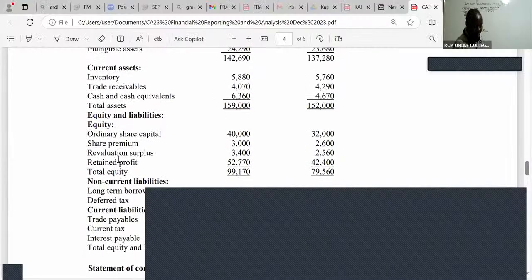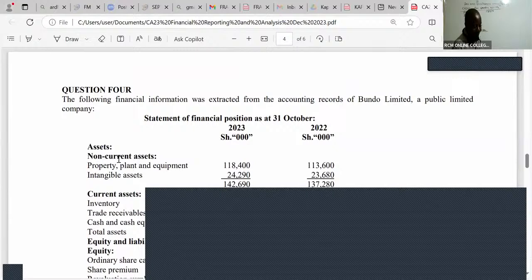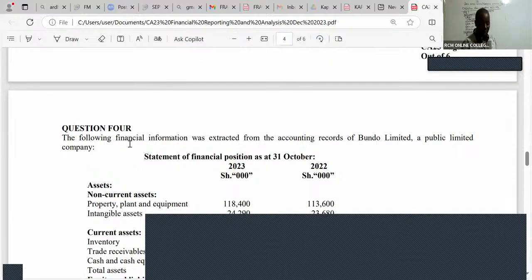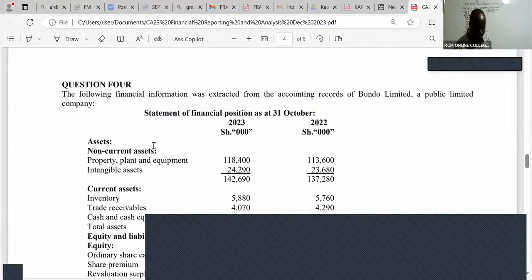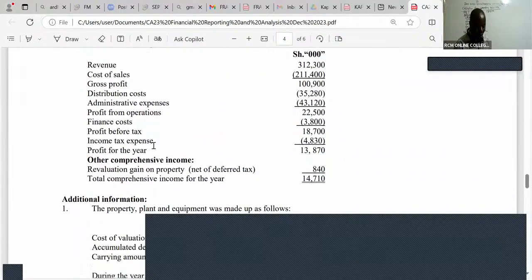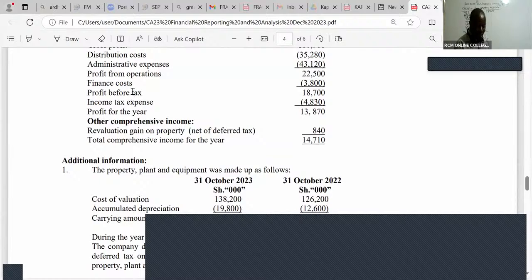So I have the question paper here. So it's about just slotting here. Remember, this is the question paper. We're given the following information extracted from the accounting records of Bundo Limited, a public limited company. What I'm interested in, ladies and gentlemen, here will be the profit before tax. I'm picking profit for the year. It's good I shared this.